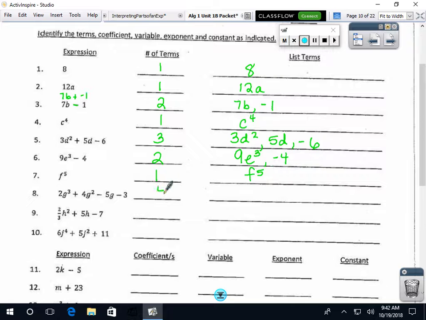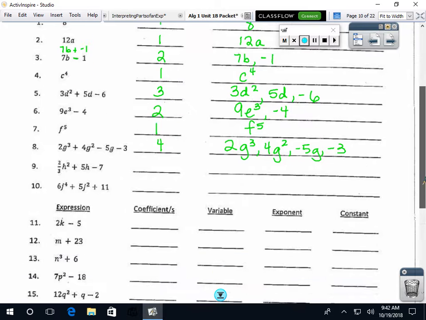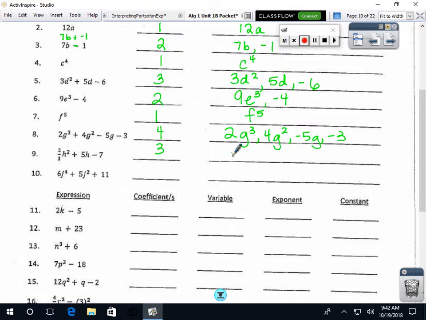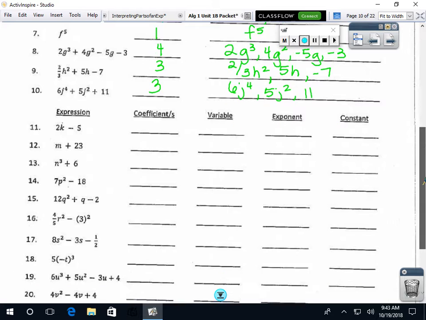For number 8, that is 4 terms, 2g cubed, 4g squared, -5g, and -3. Number 9 is 3 terms, 2/3 h squared, 5h, and -7. And then number 10 is 3 terms, 6j to the 4th power, 5j squared, and 11. Any questions about those? Okay, now let's go down to the bottom section.